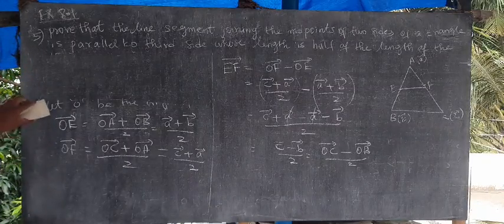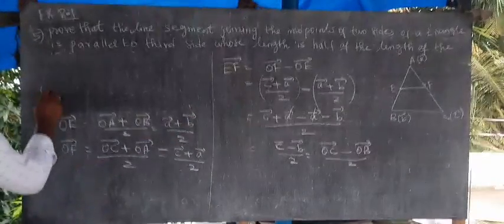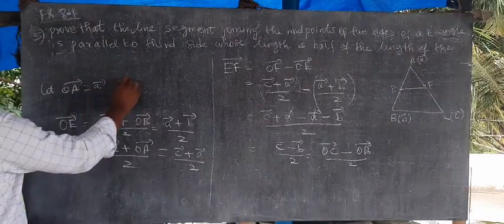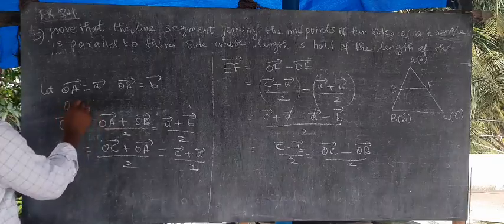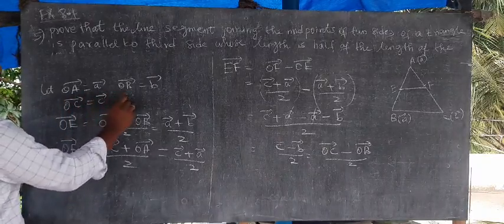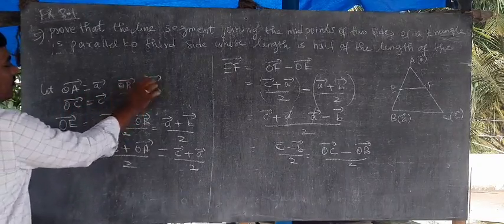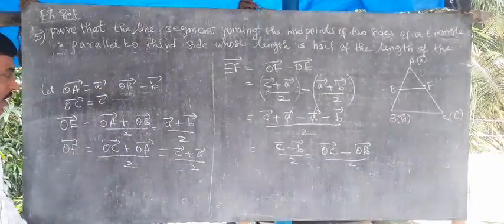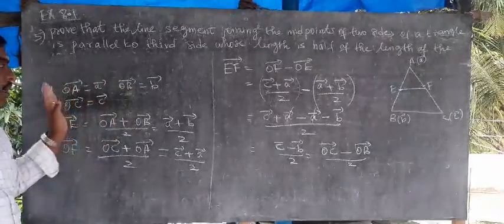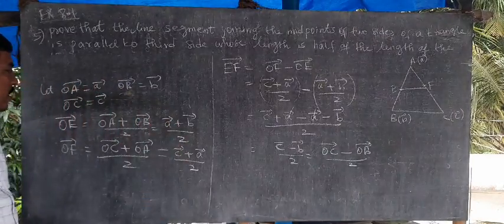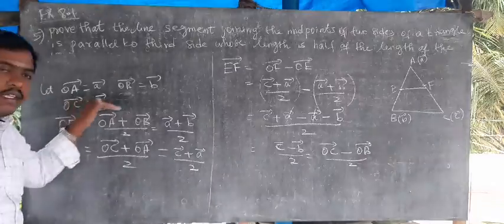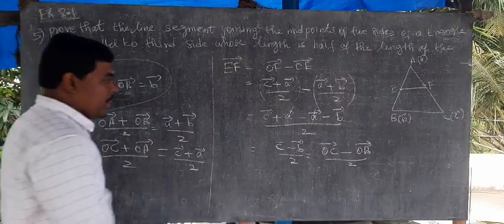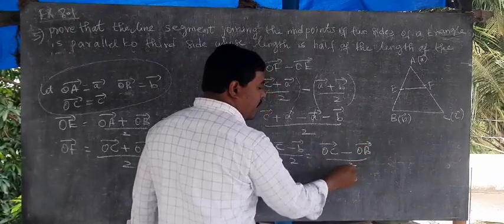Or from the starting onwards, you write let OA vector equal to A vector, OB vector equal to B vector, OC vector equal to C vector, O, that's all. Right? Like this you write at the starting point. We are given let ABC be a triangle, E and F are the midpoints. At that point you add this, and then OC vector minus OB vector by 2.